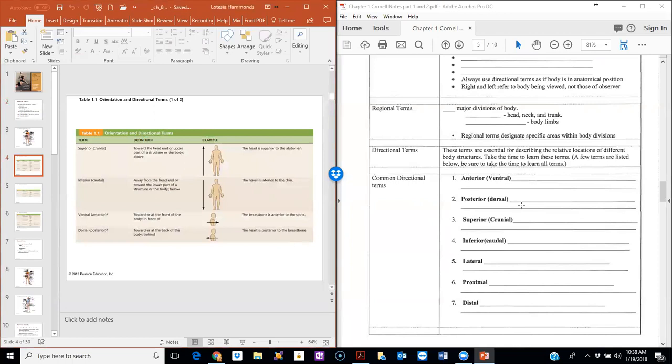Next is posterior, also referred to as dorsal. It describes the back or direction towards the back of the body. The popliteus is posterior to the patella. So the popliteus is a muscle that's located posterior or dorsal to the patella.